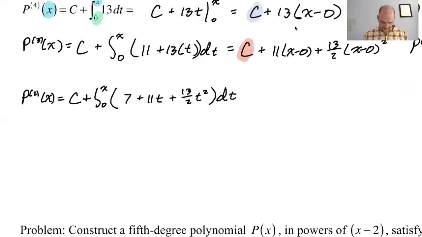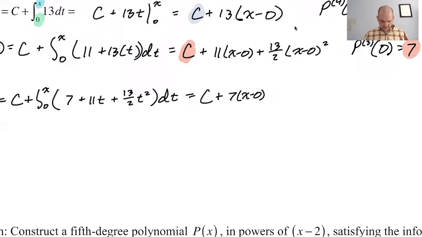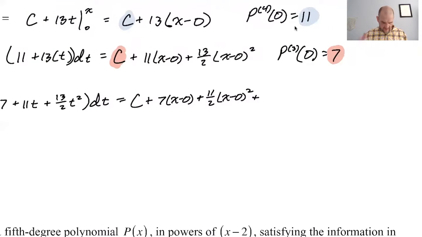Okay, so when we integrate this, we're going to get c plus 7. We'll end up with x minus 0. Usually you integrate and evaluate in the same step because it's a very common process. 11 halves x minus 0 squared plus, now a weird thing is happening. I'm going to get 13 over 2 times 3, which is a weird way to write it, admittedly, and then x minus 0 cubed.